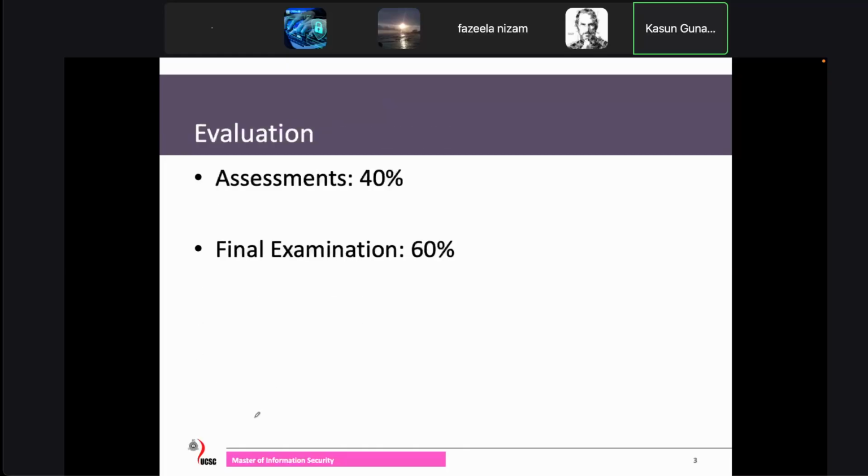The assessment plan, or the evaluation plan, for this course is 40% from the assessments. Mainly they will be in-class assessments, and also we will have a final examination at the end of the semester, so that will contribute 60% of your score.